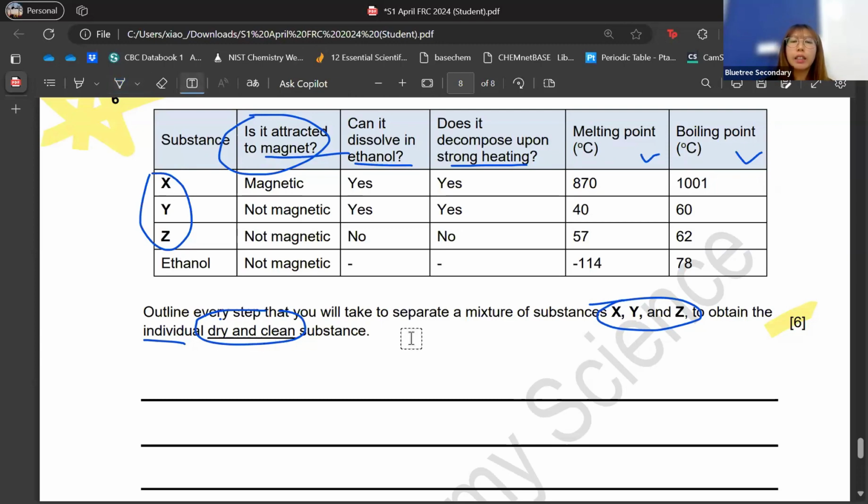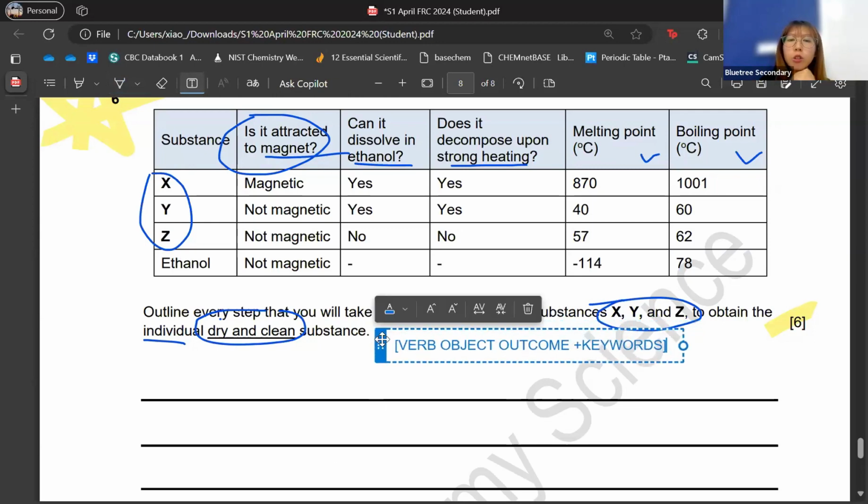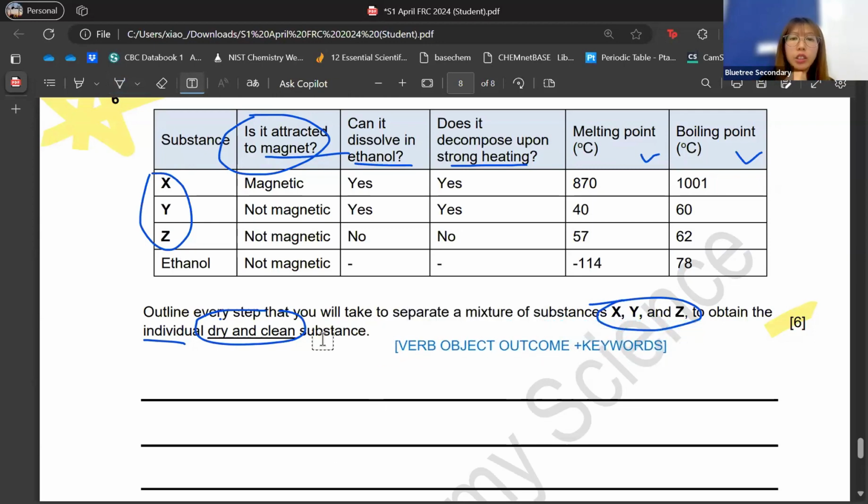Okay, so here comes the answering. How do you write down your answer? Follow this format: verb, object, outcome, and plus keywords. Almost all schools, the marking scheme from the teachers, follow such a structure. Of course, the structure can be flexible.